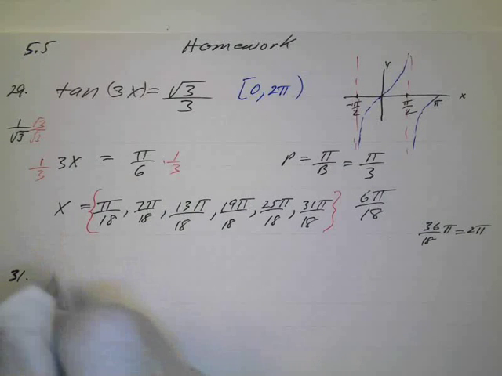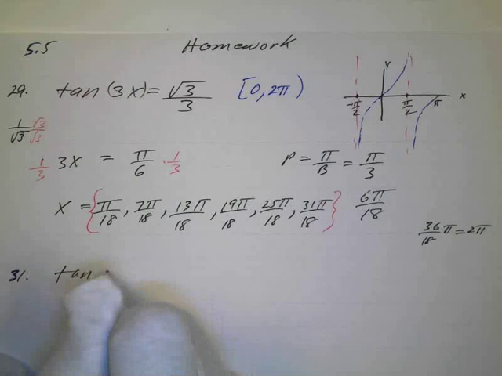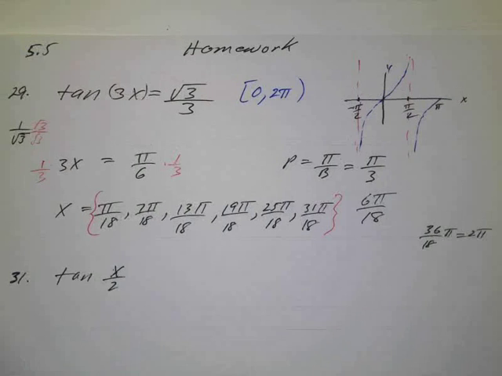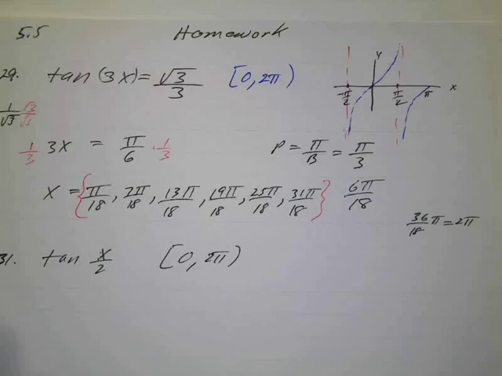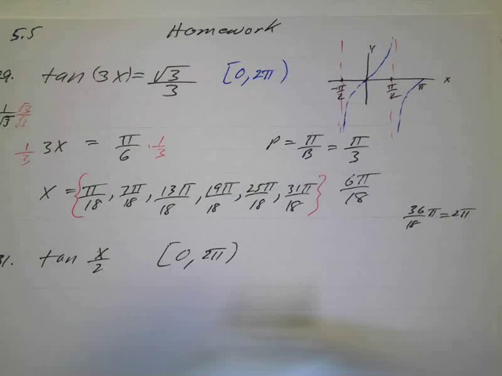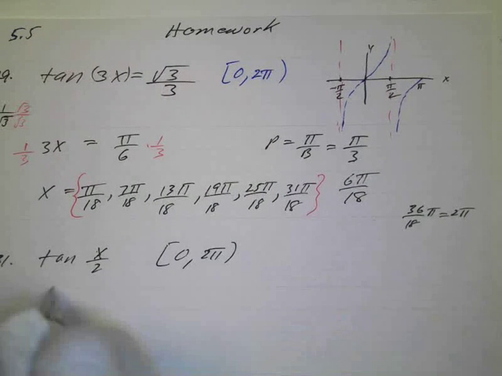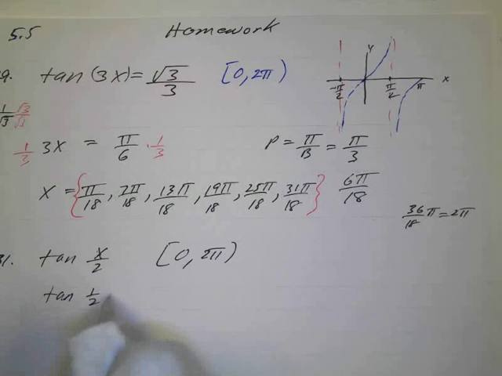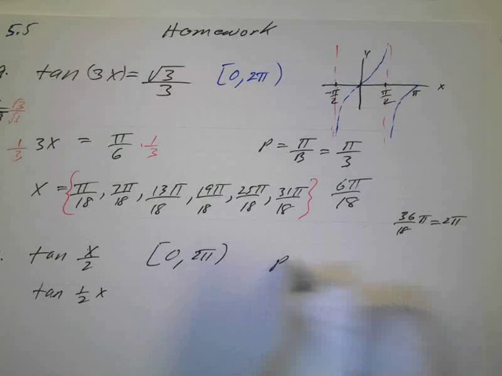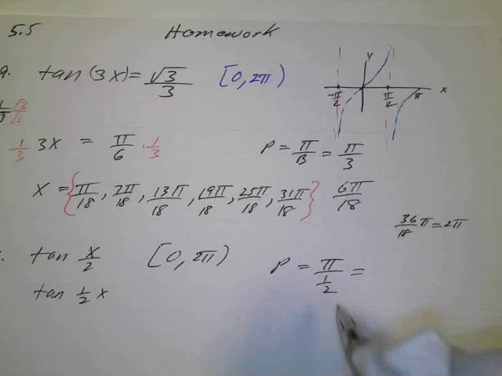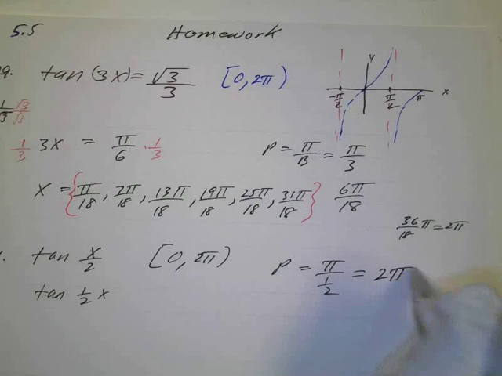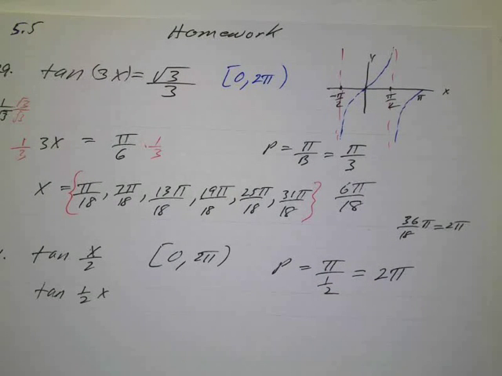And 31 is the tangent of x over 2. All right? And the same thing, we got our same domain, 0 to 2 pi. And this is the same thing as the tangent of 1/2 x. So my period is equal to pi over b, so pi over 1/2, which is the same thing as if I invert and multiply, 2 pi. So that's nice because my period is 2 pi.